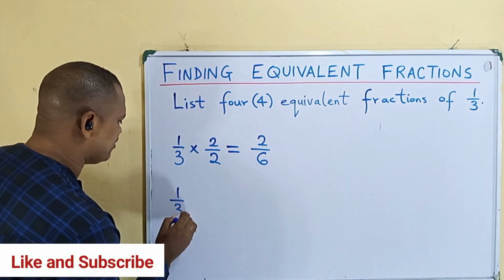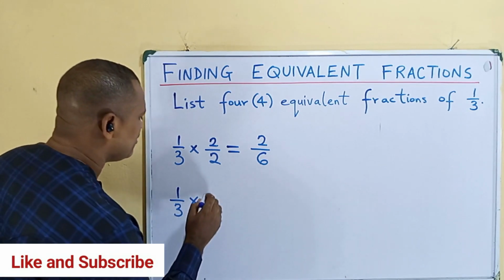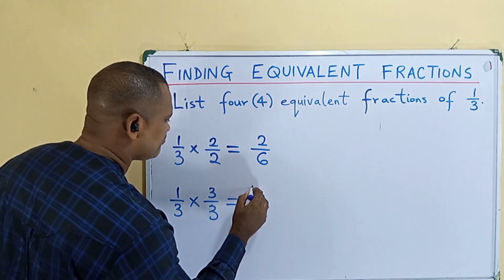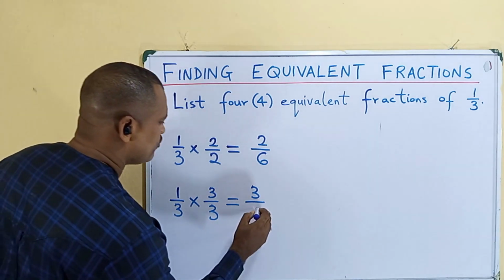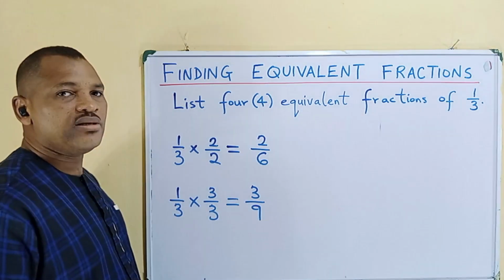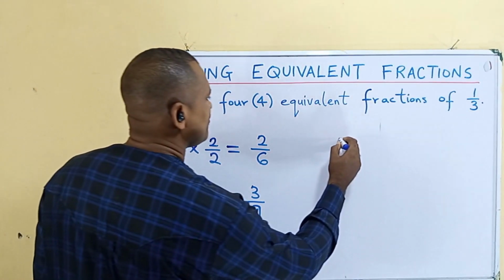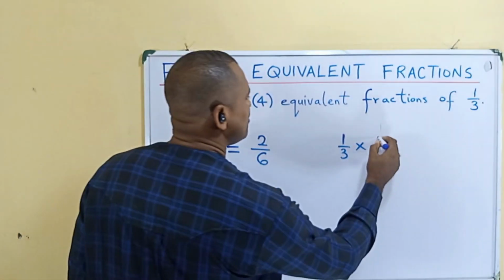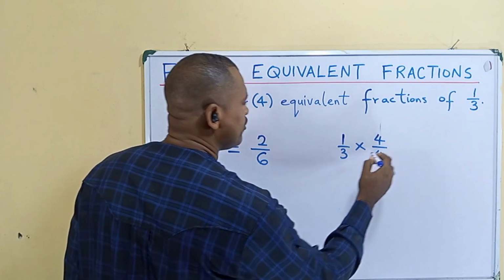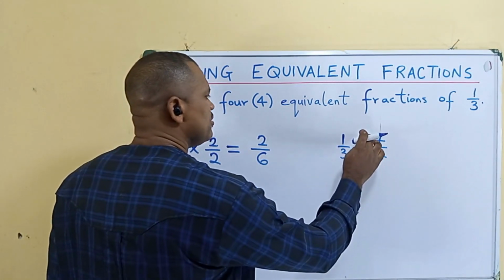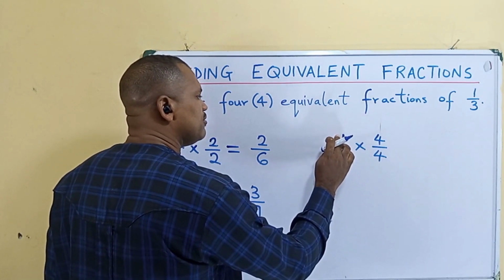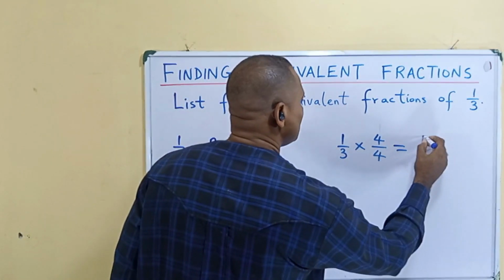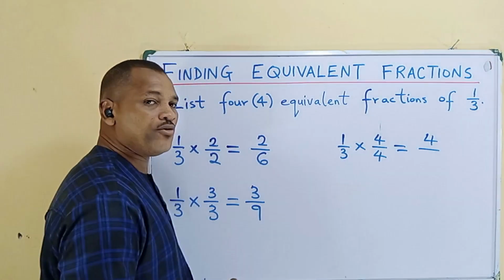Another one. Let's use 3 now. So we have 3/3. So 1 times 3 is 3. 3 times 3 will give you 9. Let's work with 4. 1/3. So we're picking 4 now, times 4/4. So any number you choose, you multiply it by the numerator and denominator, as we are seeing here now. So this will be 1 times 4 is 4. 3 times 4 is 12.